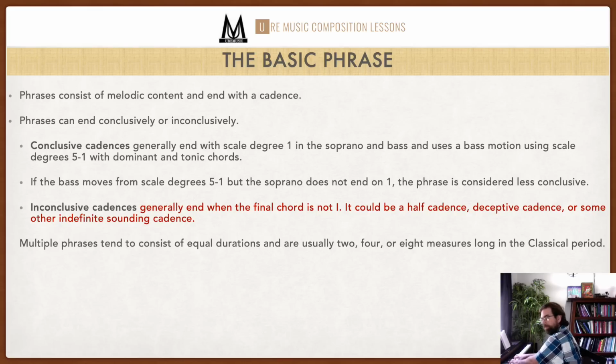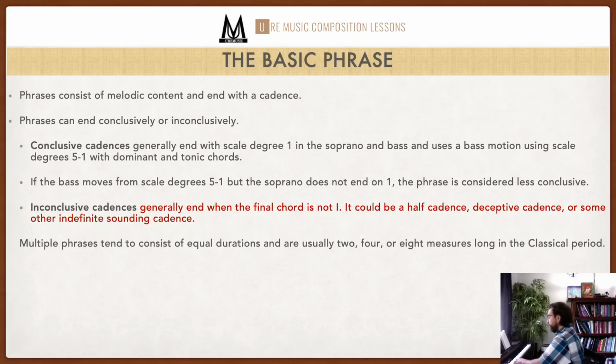See how powerful that sounds? So that's a really conclusive cadence. It's actually arguably the most conclusive cadence you can have in classical romantic music. An inconclusive cadence isn't going to have scale degree 1 in the soprano, or it might not have scale degrees 5 and 1 in the bass. And there's a lot of different types of inconclusive cadences.